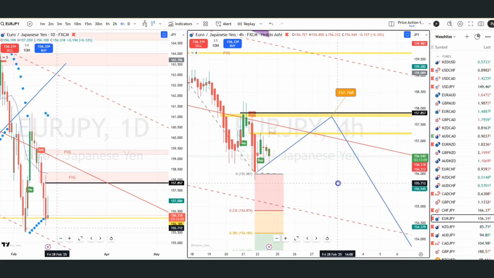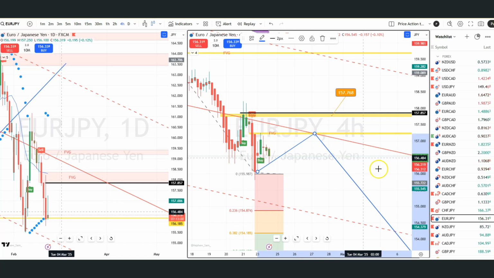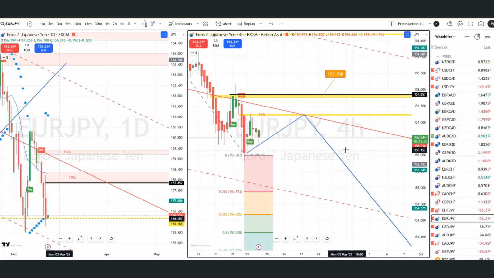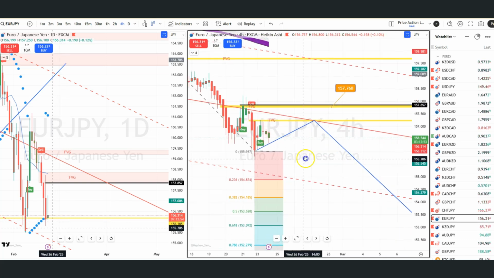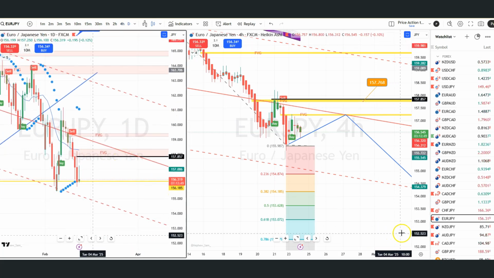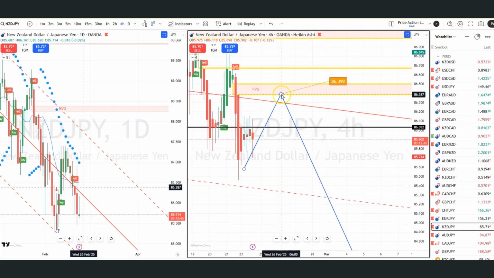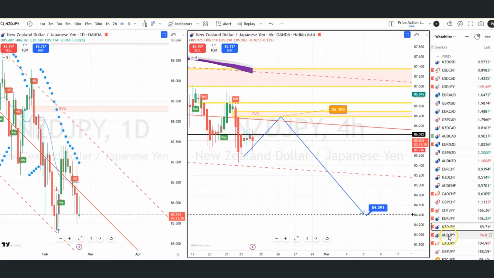Similar situation for the euro yen. You can see a pull up to 157.76, or even as shallow as 157.23. Could be the one that does it. So I'm getting lots of messages here. So we can see that is going to be another possible good trade. New Zealand yen, similar situation, up to 86.39. We're very interested in this. If it rejects the price there, heading for 84.39.